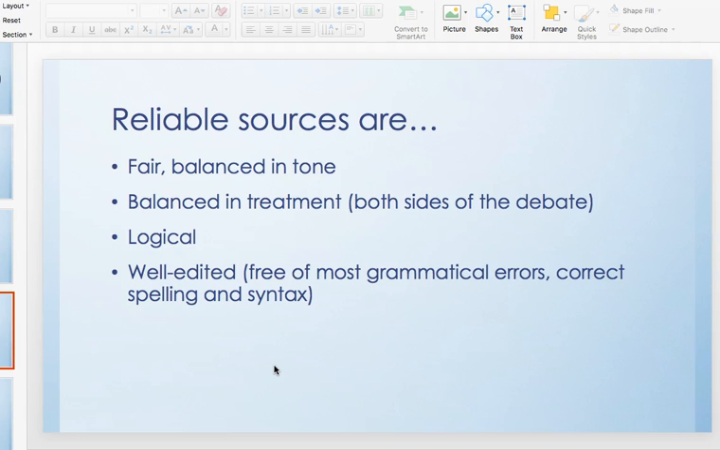They have to be logical. Say, for example, we are writing a paper on the importance of vaccines, and the opposing sides on that are being pro-vaccine and being anti-vaccine.